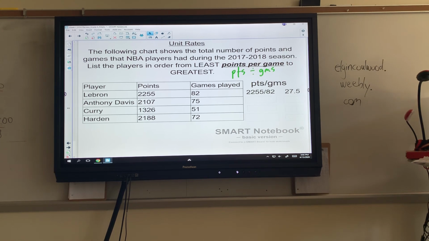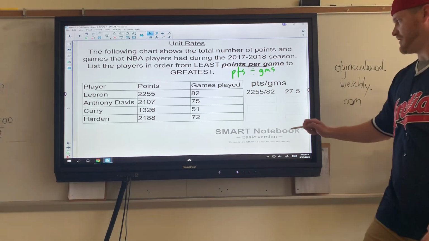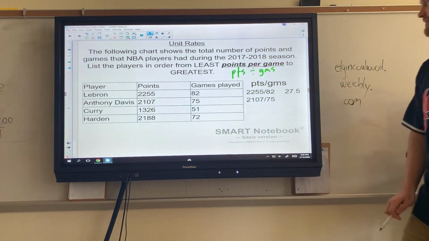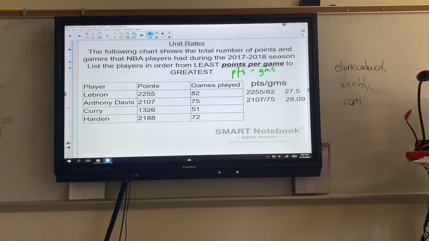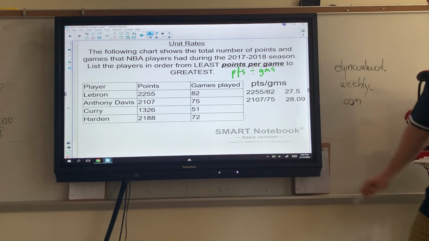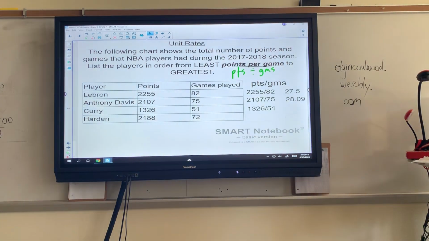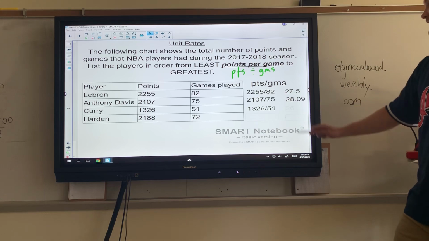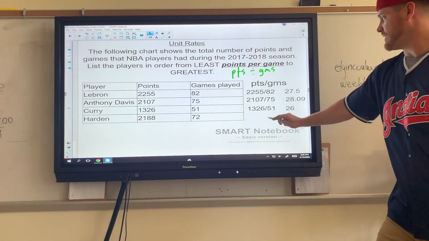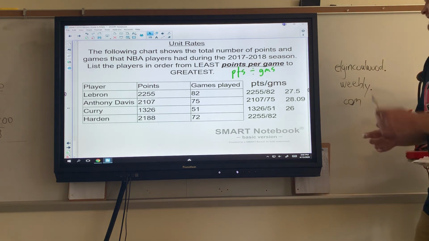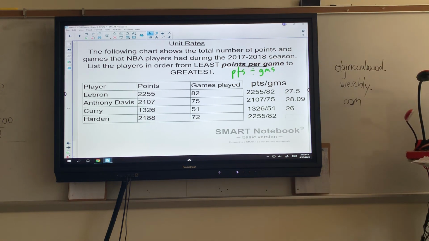For the rest of the problem, you can pause it, try and beat me to it, figure it out on your own. If not, let's just go over it together. Points per game, we have 2107 divided by 75. That gives us approximately 28.09 or about 28 points per game. When you divide out Curry's, 1,326 divided by 51 gives us an even 26. And Harden's scoring 2188 divided by, whoops, that should say 72.